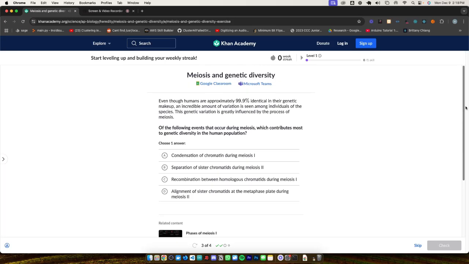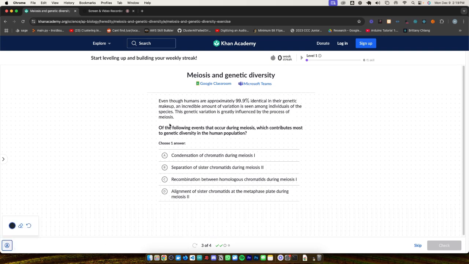Okay. Even though humans are approximately 99.9% identical in their genetic makeup, an incredible amount of variation is seen among individuals of the species. This genetic variation is greatly influenced by the process of meiosis. So this is what I talked about. It's greatly influenced by meiosis because meiosis results in the chromosomes doing a chromosomal crossover, right?